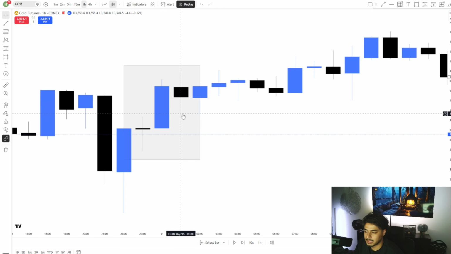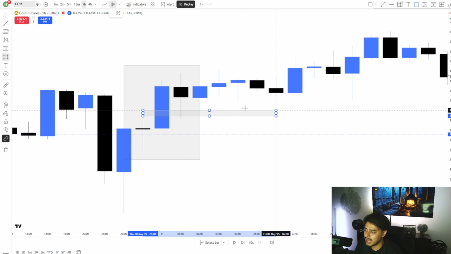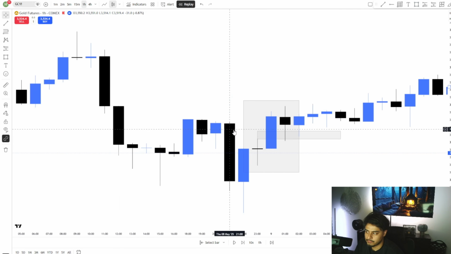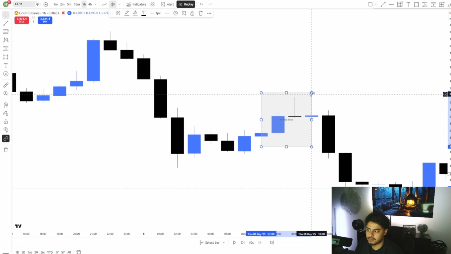Black, blue, black. This is not a fair value gap, okay? And the reason why is because, look, this candle wick and this candle wick overlap. I cannot place a box in the middle, all right? What about this one right over here? Is this a fair value gap right over here?